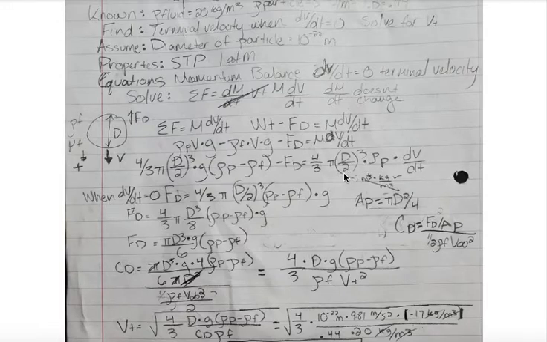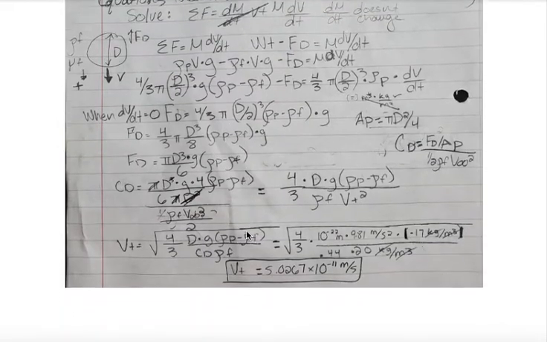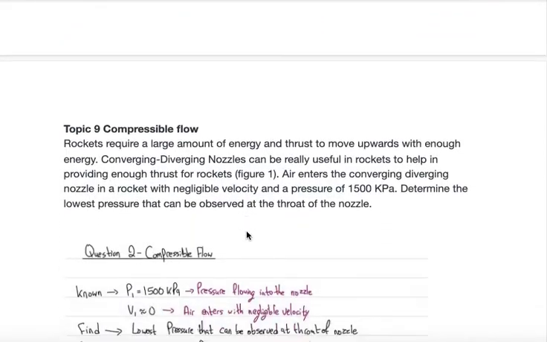Terminal velocity is when dv/dt equals 0. So when you calculate that, you get your drag force equals 4/3 pi (diameter over 2) cubed times the density of the particle minus the density of the fluid, times g. We know the drag coefficient is your drag force divided by the projected area times half of rho times velocity squared. So when you substitute the drag force into the drag coefficient, you can solve for terminal velocity, which is 5.02 times 10 to the negative 11 meters per second.